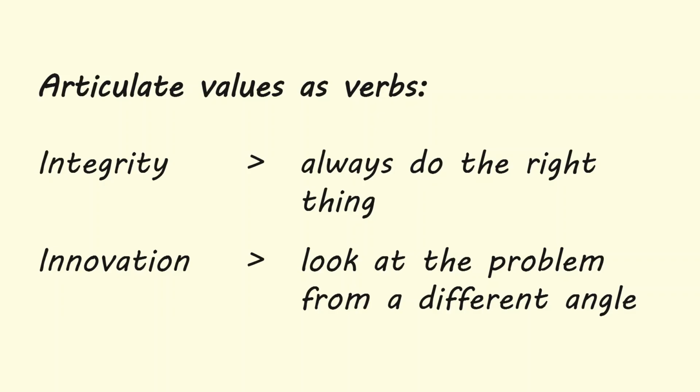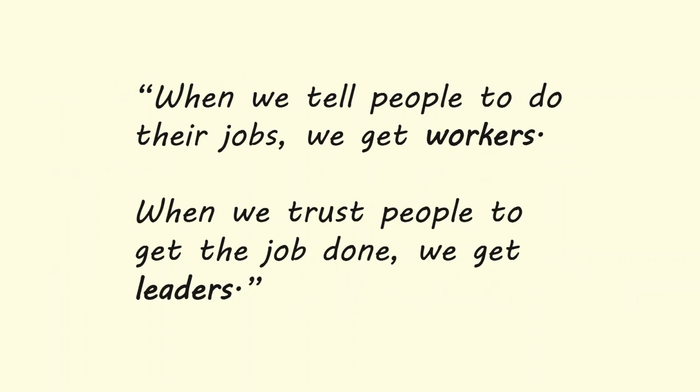So for values or guiding principles to be truly effective, they have to be verbs, it says in the book. Articulating our values as verbs gives us a clear idea of how to act in any situation. So when we tell people to do their jobs, we get workers. But when we trust people to get the job done, we get leaders. And to me, this is about ownership, not just for others, but also in terms of owning what we do. And a clear understanding of why we're doing it helps us to own it.